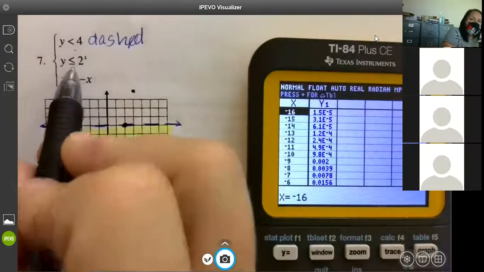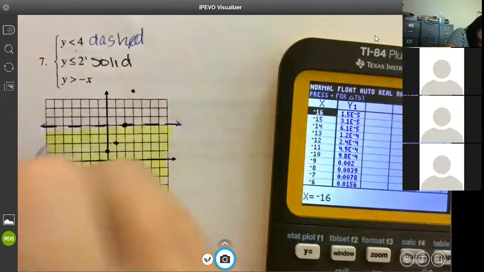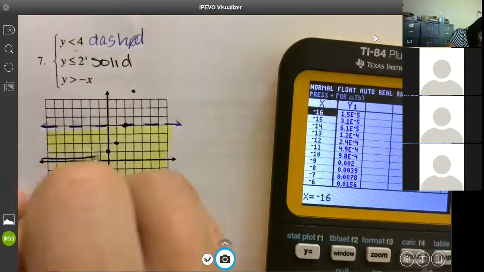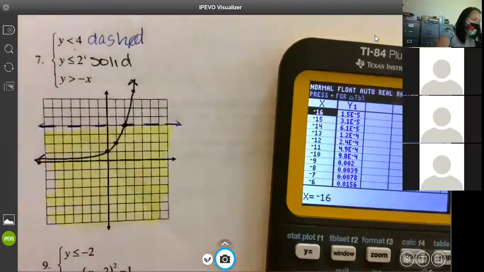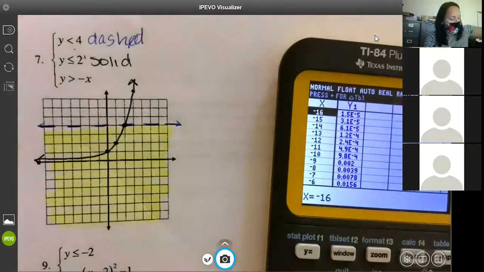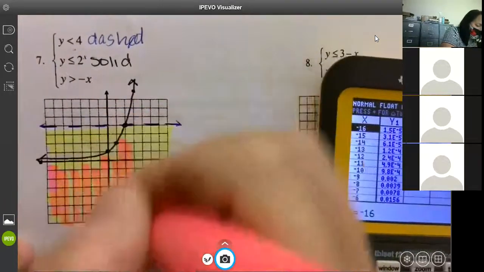Is this one solid or dashed? Solid. So I'm going to get as close as I can, and I'm going to connect my point. And it is less than, so I'm going to shade below, so you can see it turned orange.